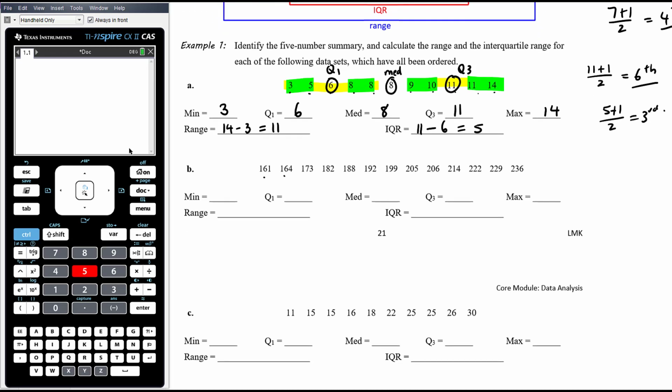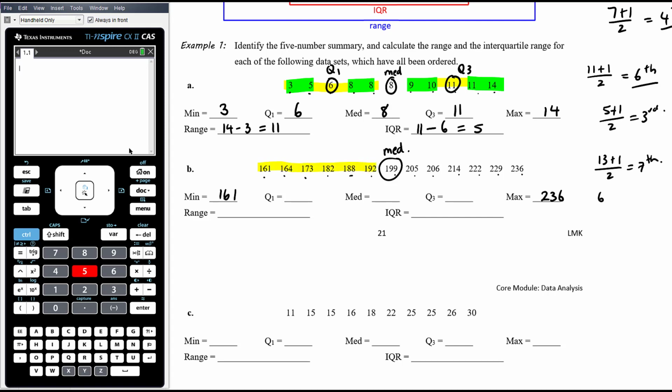Okay, next data set. 1, 2, 3, 4, 5, 6, 7, 8, 9, 10, 11, 12, 13 bits of data. Median will be add 1 and divide by 2, the 7th piece of data. Let's write in our min and our max. 161 and 236. The data's in order. It says up here all data have been ordered. But as I said, if that step's missing, first thing you need to do is order the data. Okay, so the 7th bit of data is the median. 1, 2, 3, 4, 5, 6. Oh, let's count. 1, 2, 3, 4, 5, 6, 7. So there's your median.